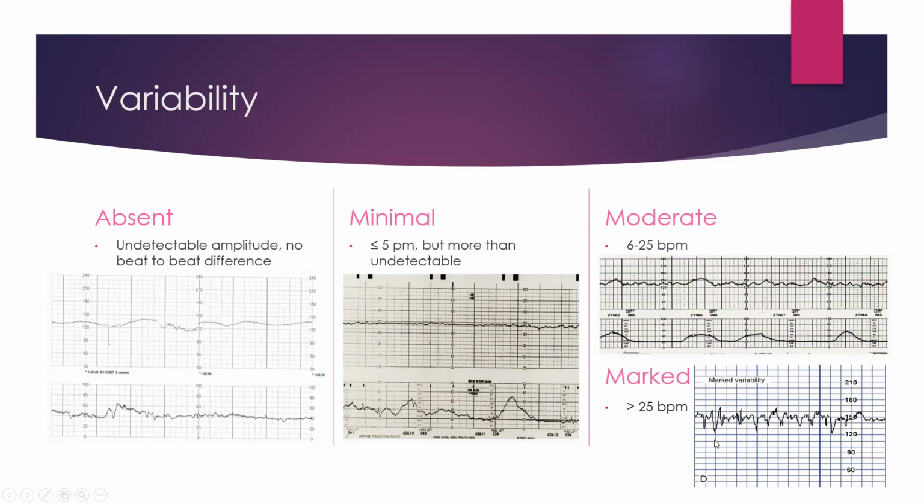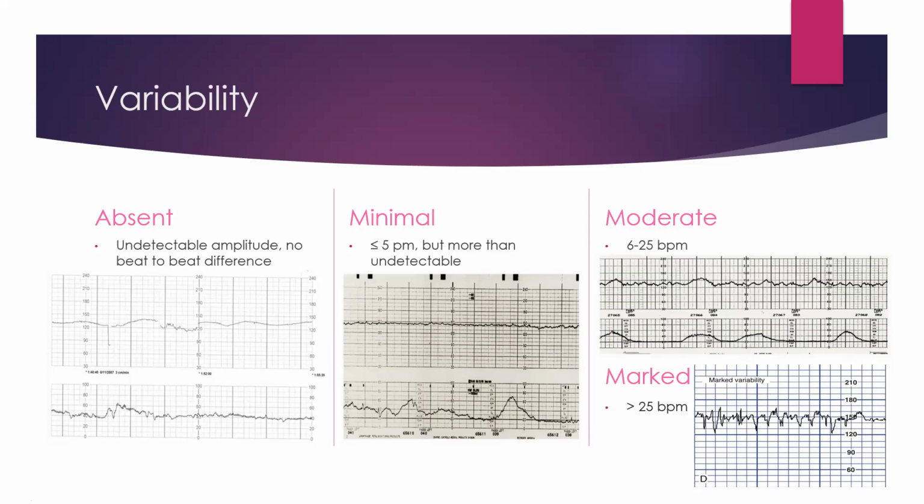And then finally, marked variability. This is probably the variability that we see least often, and this is going to be a change in beat to beat variability greater than 25 beats per minute. So you can see that sharp, vast difference between beat to beat. Marked variability is not bad and it's not good. It just is something that we need to know and be aware of.